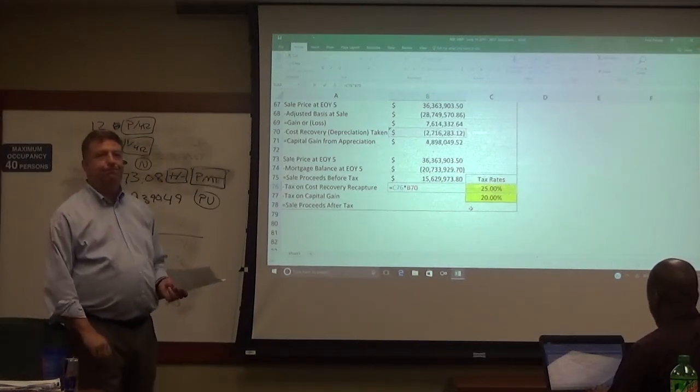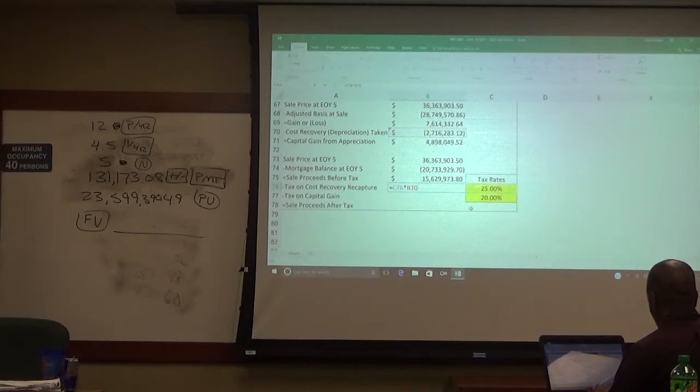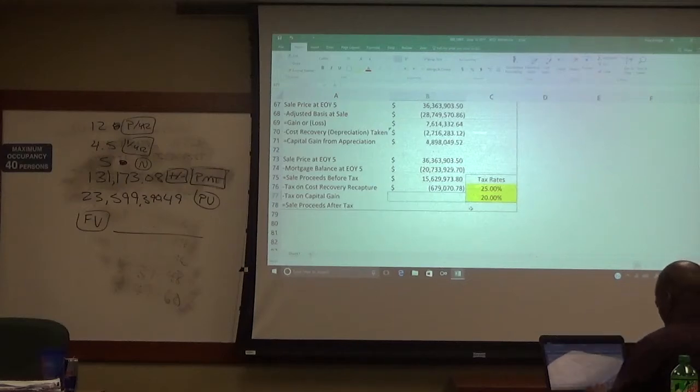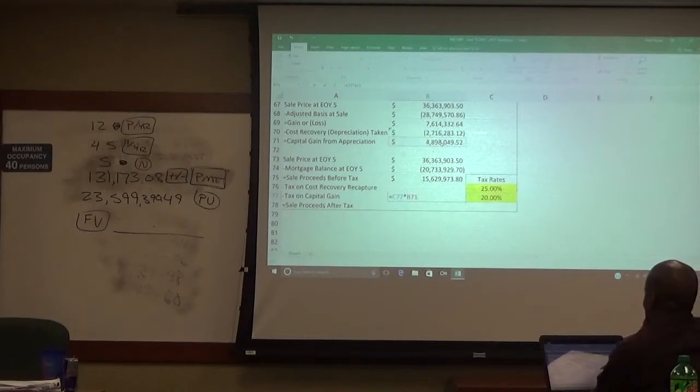Okay, we're almost there. Now, the tax on the capital gain. You should be able to figure it out. Once again, use your brain. All you're going to do is take the capital gains tax rate times the capital gain from appreciation. But you're going to get a positive number because that number was a positive number, whereas the other one was a negative number. So you're going to simply have to put a negative sign.